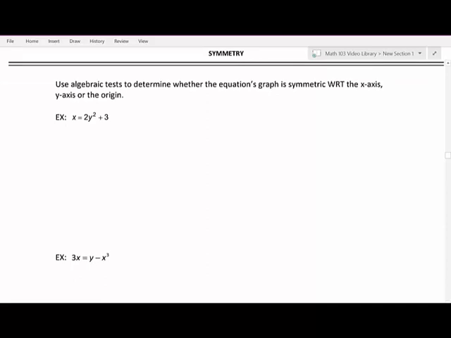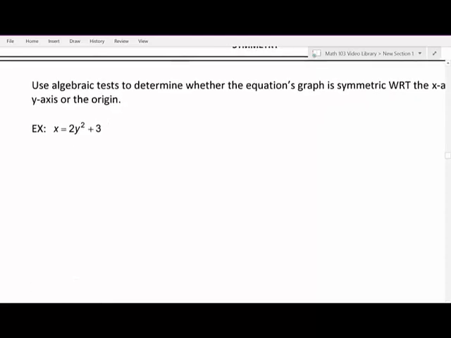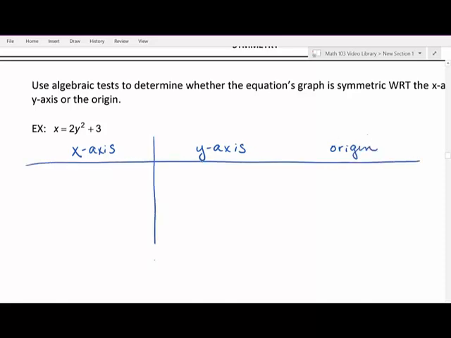We're going to use algebraic tests to determine whether the equation's graph is symmetric with respect to the x-axis, y-axis, or the origin. I like to make a little table since we're going to do 3 different tests and I want to keep track of what I'm doing. So, test for x-axis, y-axis, origin.